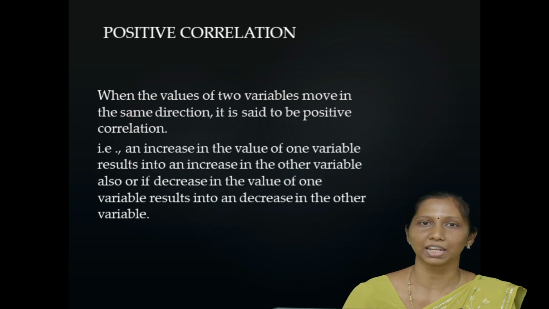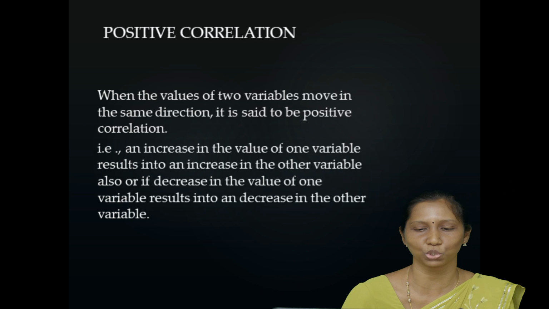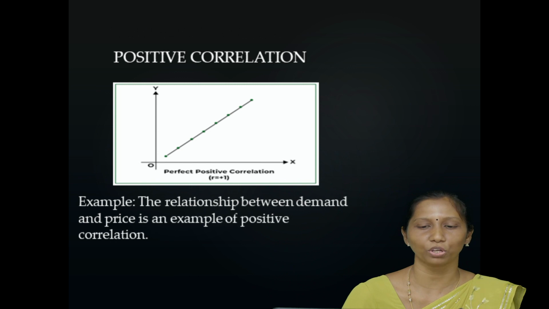That is, an increase in the value of one variable. If one variable is x and the other variable is y, if x increases and y also increases in the same direction, it is positive. If x decreases and y also decreases, it is positive, because both variables move in the same direction. So let us see the diagram for positive correlation.